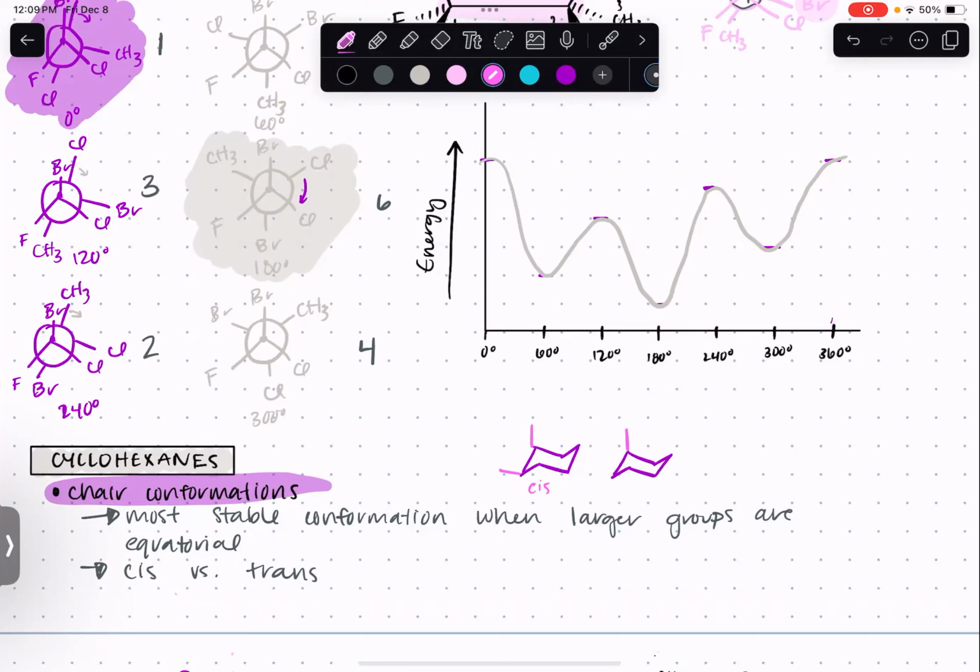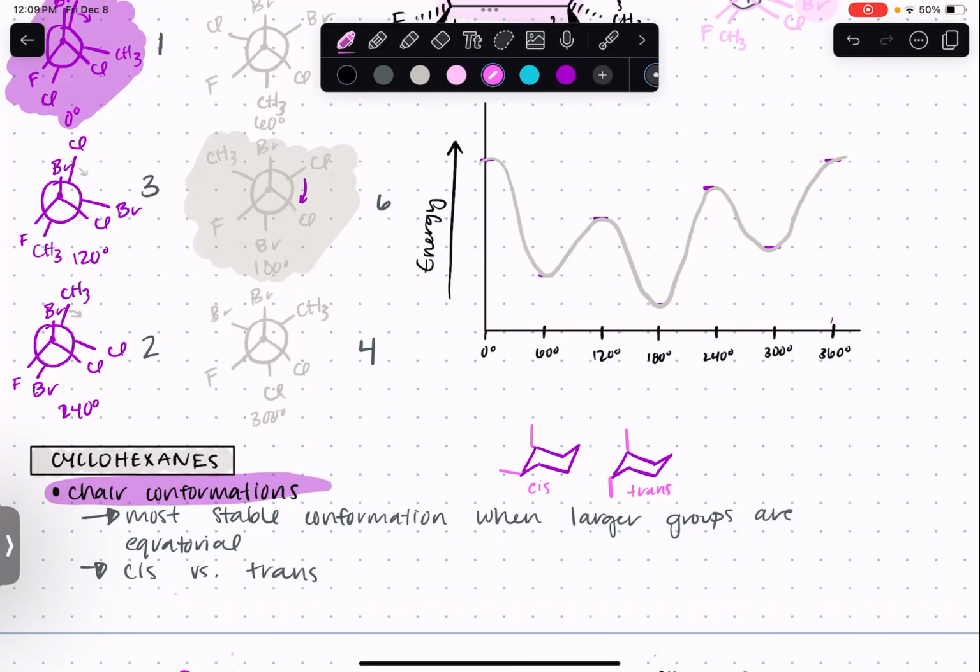One is going up, one is going down. So this is trans. I thought more stable cis is equatorial and more stable trans is axial. More stable cis is equatorial and more stable trans is axial.